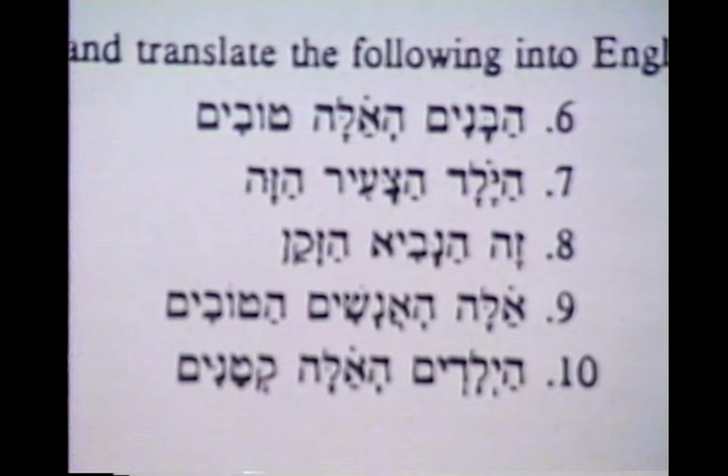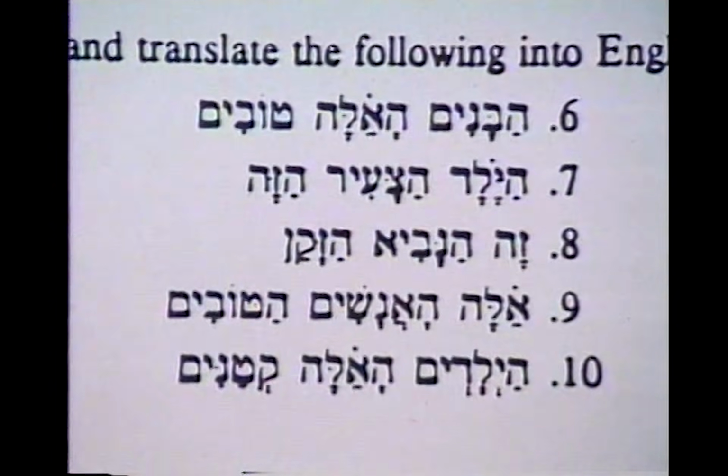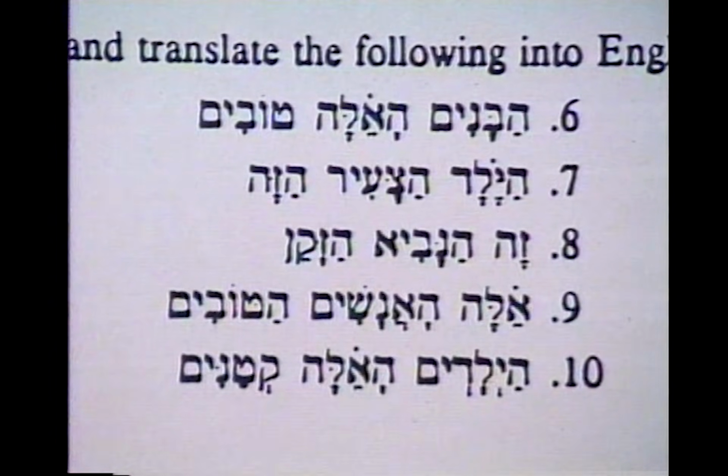All right, number 7, hayeled hatsair hazeh, that would be translated this young boy. And number 9, ele ha'anashim hatovim, these are the good men.